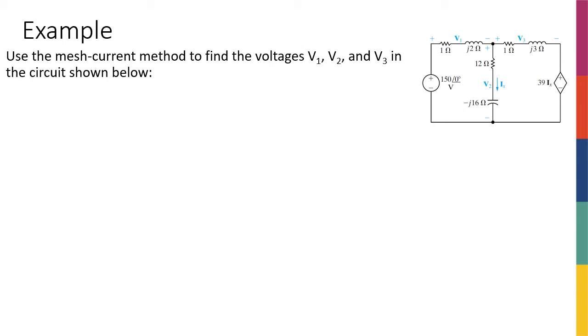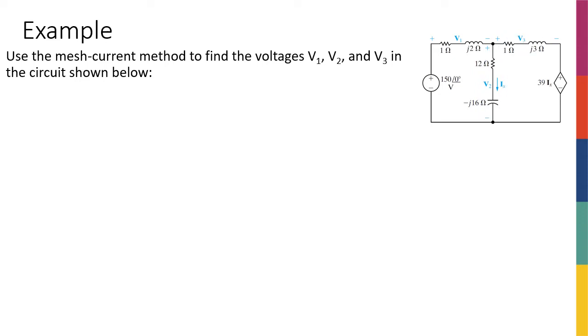Okay, so the last example of this chapter, we're going to do a circuit analysis using the mesh current method, and we're going to use the phasor voltages and phasor currents and impedances. Okay, so the circuit is given to us, and V1, V2 and V3 have been asked. V1 is the voltage across the 1 ohm plus the j2 ohm, V2 is defined as the voltage across these two elements, and V3 is across these two elements.